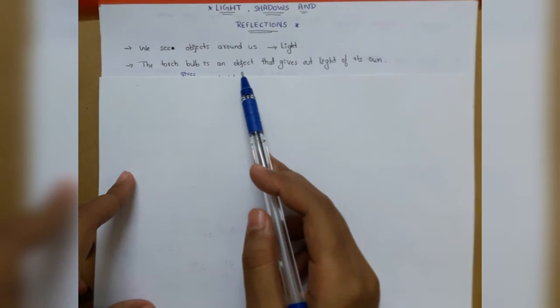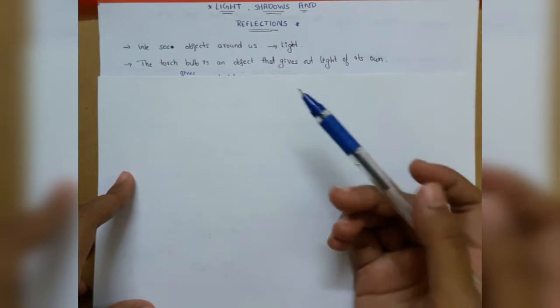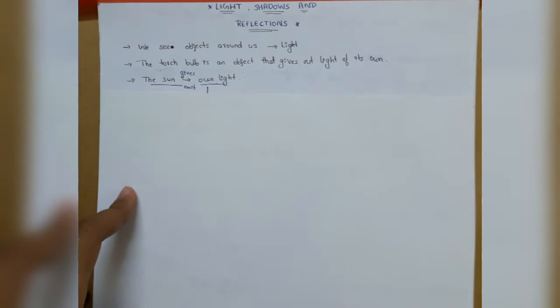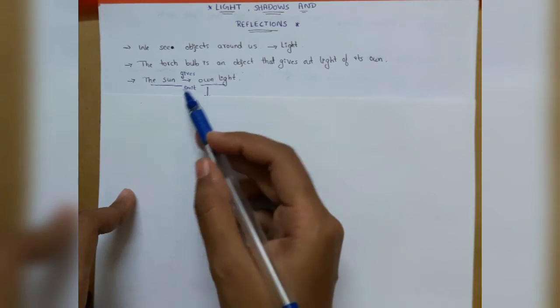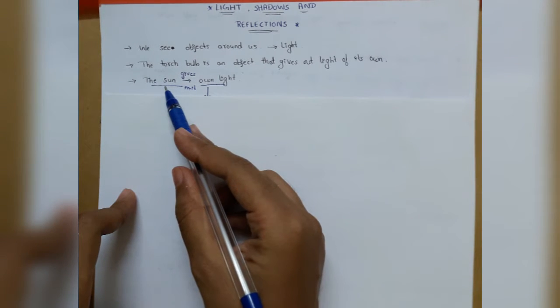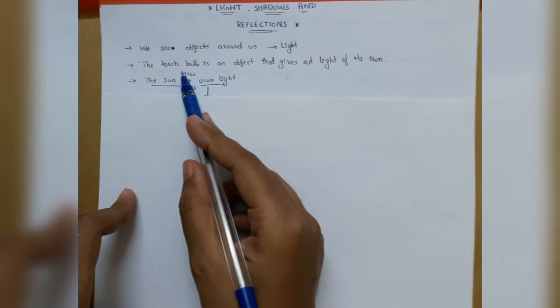The torch bulb is an object that gives light of its own. So we get light from the torch bulb. And also the sun emits its own light in the daytime. So in the daytime we get light from the sun. The sun is the main source of light. Also the torch is another source of light.